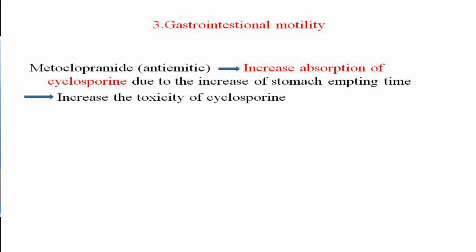And the next mechanism is gastrointestinal motility. For example, metoclopramide, generally an anti-emetic drug, may increase the absorption of cyclosporine. When combined with cyclosporine, metoclopramide increases absorption of cyclosporine due to the decrease in stomach emptying time, which leads to increased toxicity of cyclosporine.